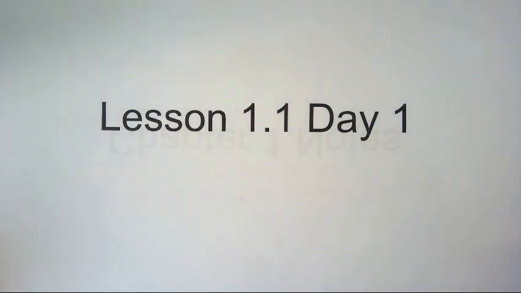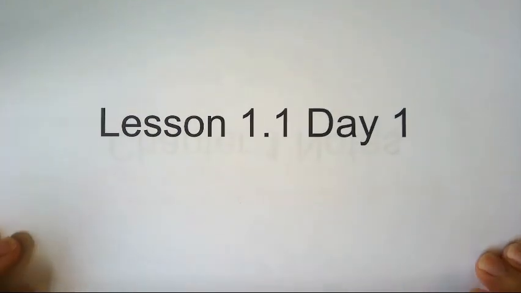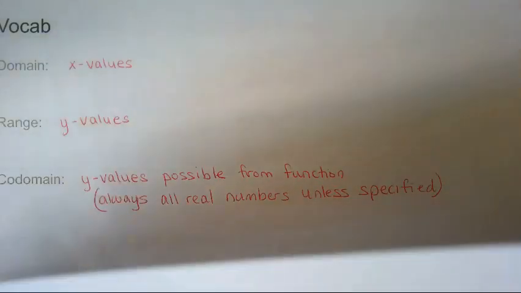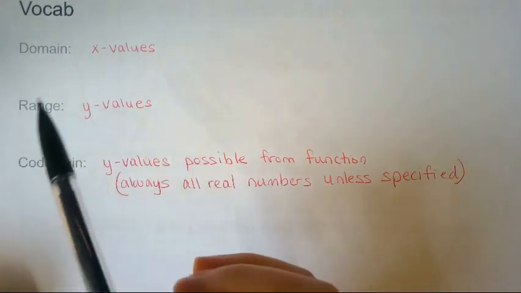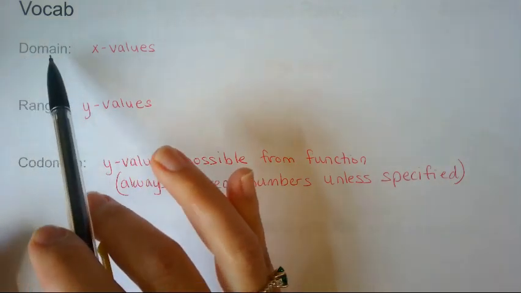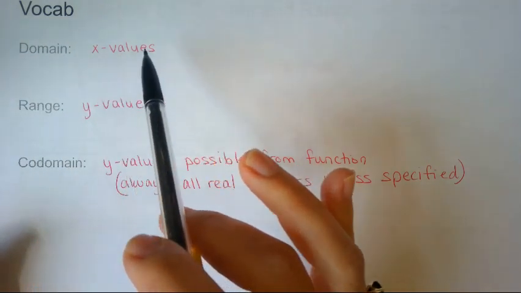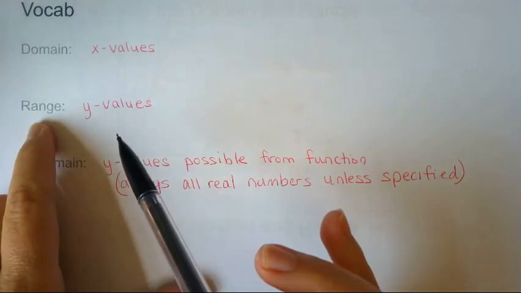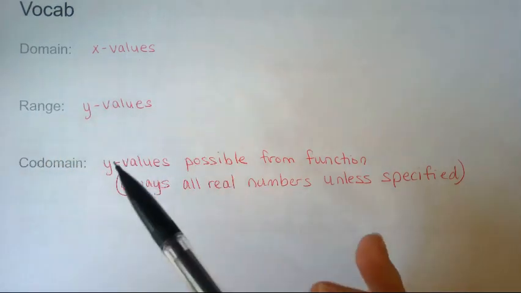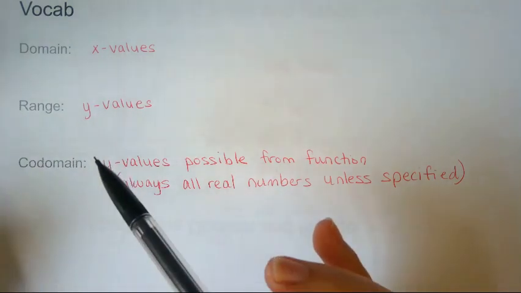Section 1.1 is about functions and continuity in Algebra 2. The first thing we're going to do is identify some vocabulary that you've already seen before. Domain. Domain is going to be all of the x values that would be possible from your function. The range is all of the y values that are specific from that function.